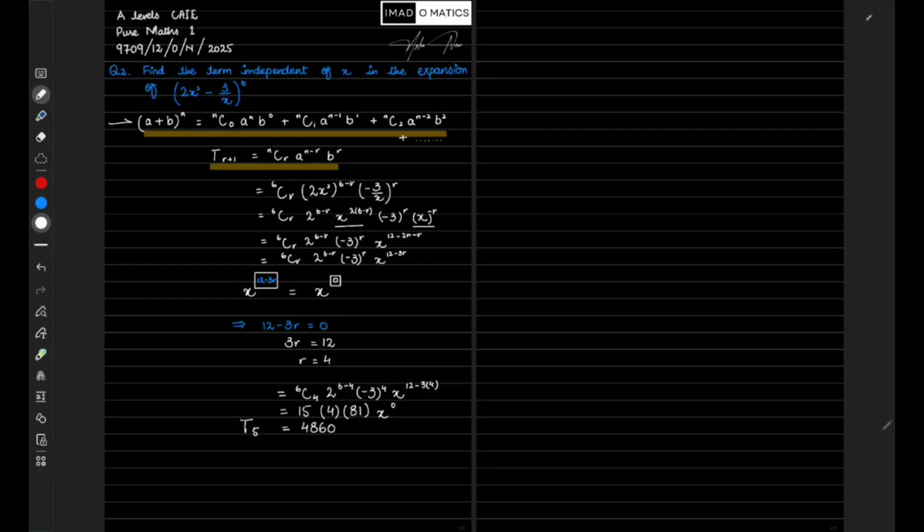You can expand by using the binomial expansion also, and then out of all those terms you can see which one is giving you x to the power 0, or independent of x. Or you can use this term formula, which is far better for finding the exact term that is independent of x.